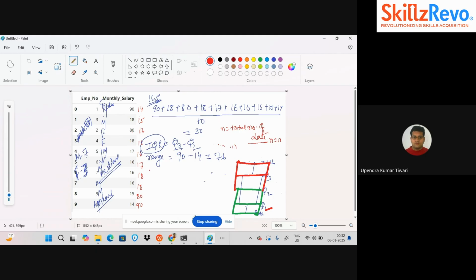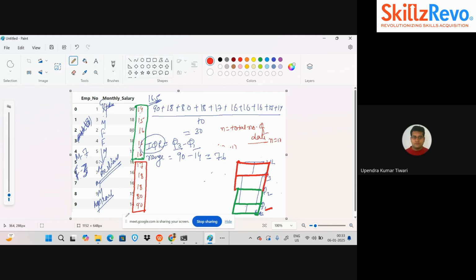Even if I consider the same example, 1, 2, 3, 4, 5. This is the lower half now. Because I'm talking about the median, obviously my data should be arranged in ascending order. And this is my upper half. Yes or no?